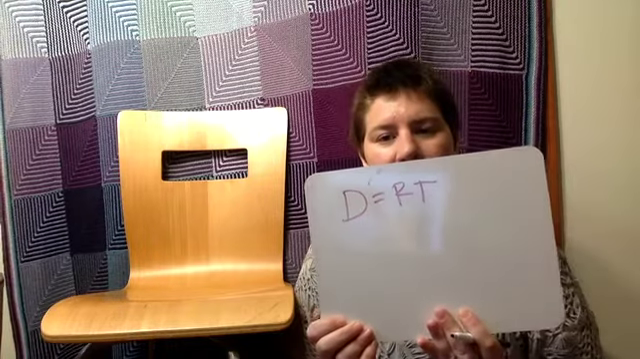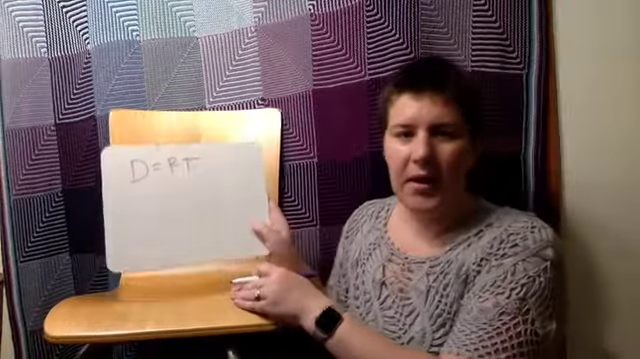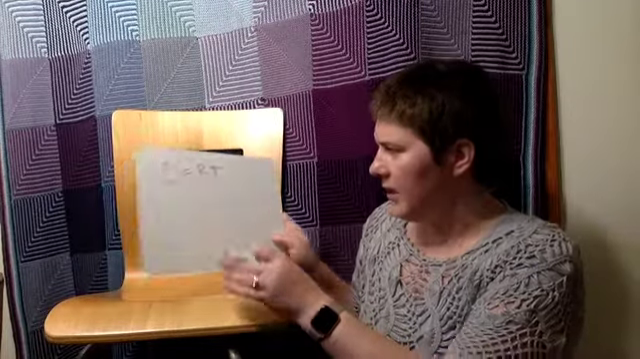There's some background information that might be helpful, which is to know this formula. Distance equals rate times time. The D is distance, the R is rate, the T is time. You can also rearrange this: distance over rate equals time. Distance over time equals rate.